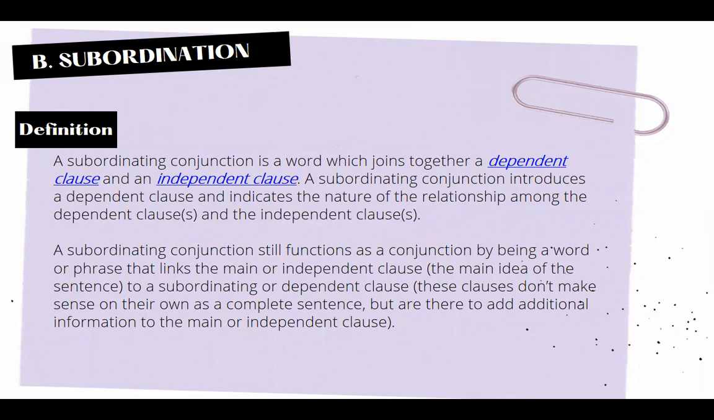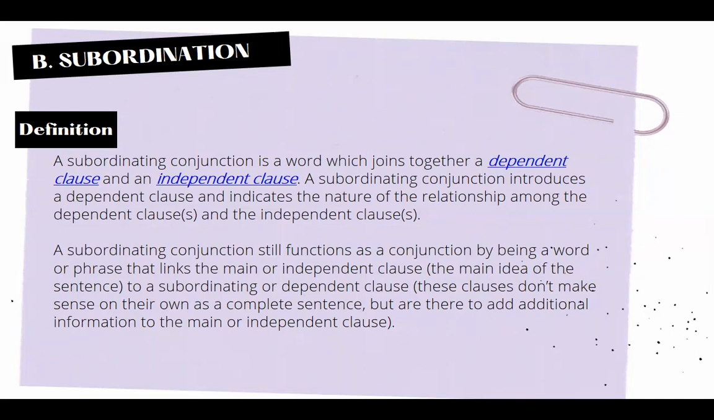The definition of subordinating conjunction. What is a subordinating conjunction? A subordinating conjunction is a word which joins together a dependent clause and an independent clause. A subordinating conjunction introduces a dependent clause and indicates the nature of the relationship among dependent clauses and independent clauses.